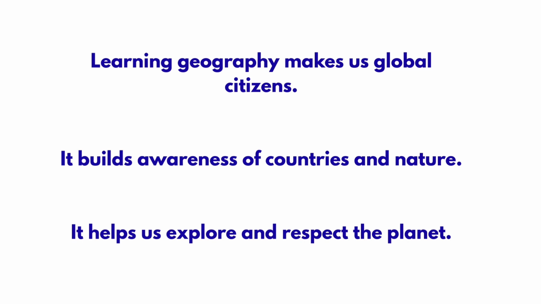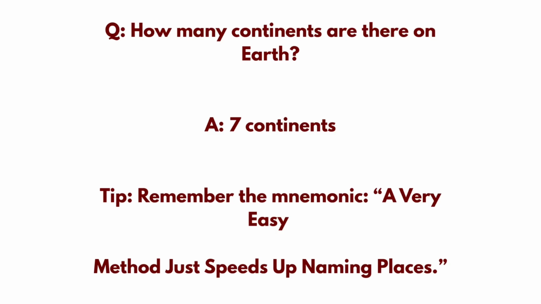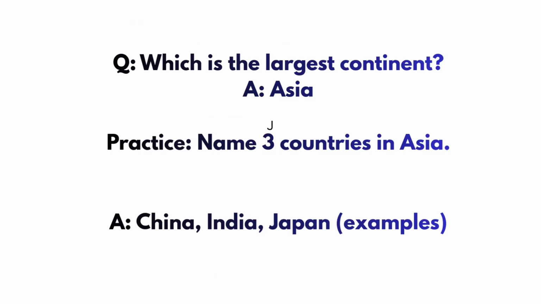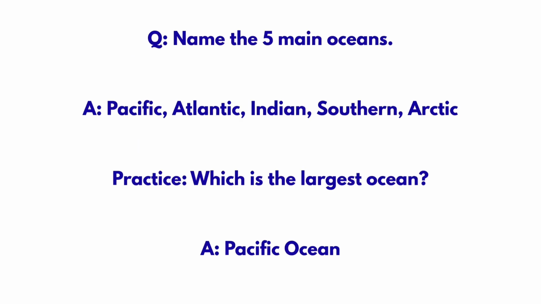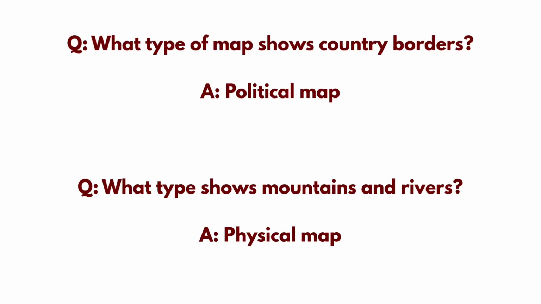Now let's have a quick revision in terms of these questions and answers. This is a practice exercise. Let's practice together. How many continents are there on Earth? 7 continents. Which is the largest continent? Asia. You can practice by that. Name 3 countries in Asia: China, India, Japan. Name the 5 main oceans: Pacific Ocean, Atlantic Ocean, Indian Ocean, Southern Ocean, Arctic Ocean. What type of map shows country borders? Political map.